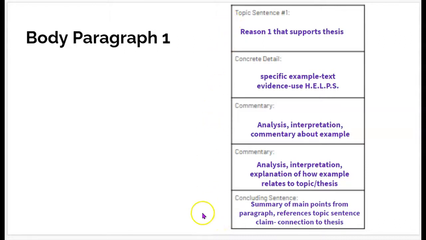So this is body paragraph 1, and you guessed it, body paragraph 2 looks exactly the same. So pause the video and add that, except this one would be reason 2. Okay, pause the video. Write that down. I'm going to move on.